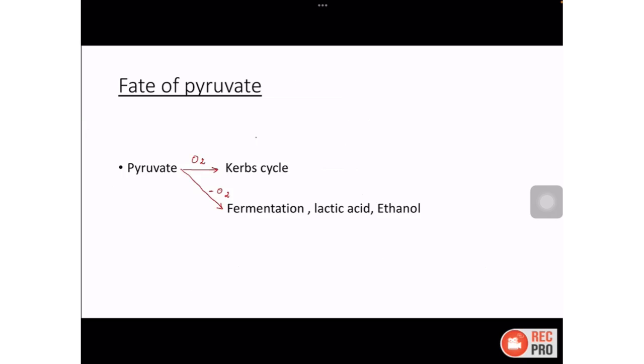Right? After this, what happens to the pyruvate? The pyruvate can either enter the Krebs cycle if there is oxygen. If there is no oxygen, then it will undergo fermentation, forming lactic acid or ethanol. Right? So this comes to the end of glycolysis.